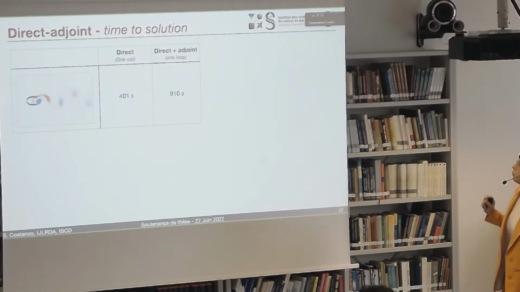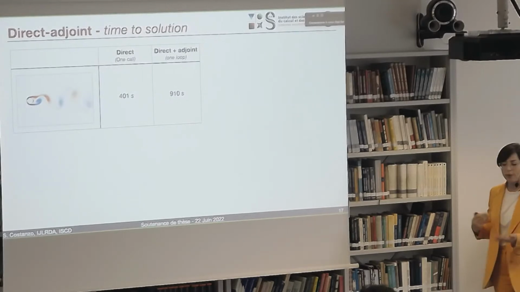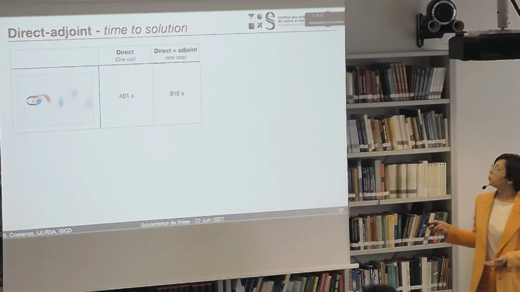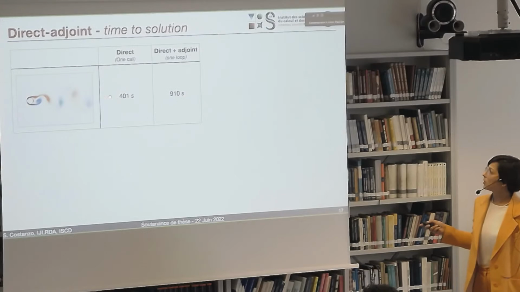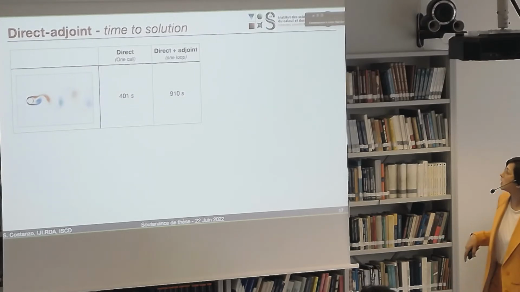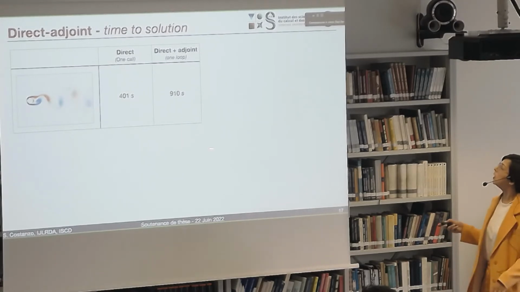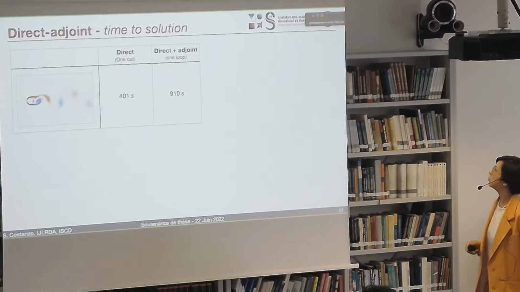So now, we solved so many iterations of direct adjoint, and we wanted to evaluate the time needed to solve these iterations. So when we want to solve just the primal problem, just the direct, it takes around 400 seconds. When we want to solve the full optimization loop, with the gradient expression, it takes more than double.